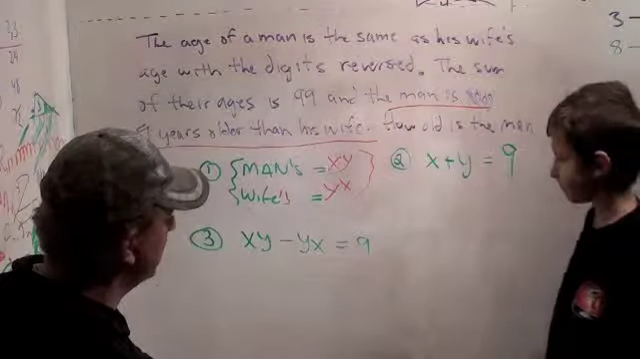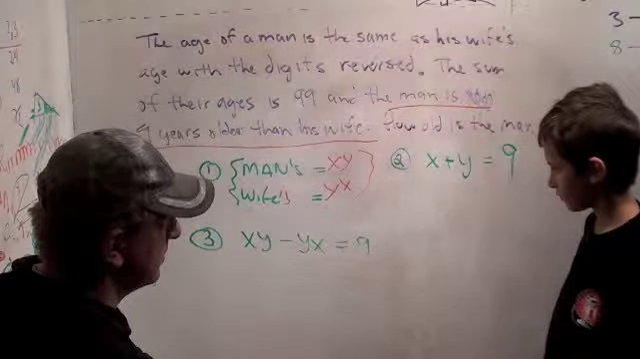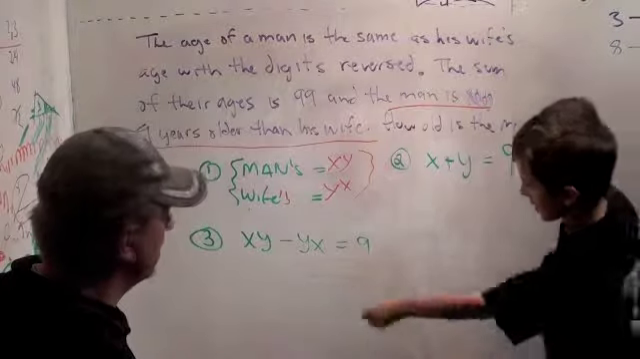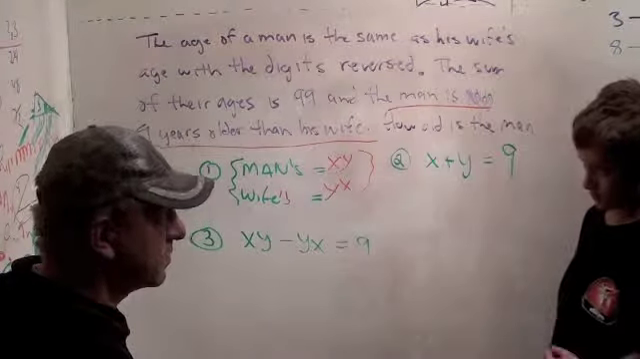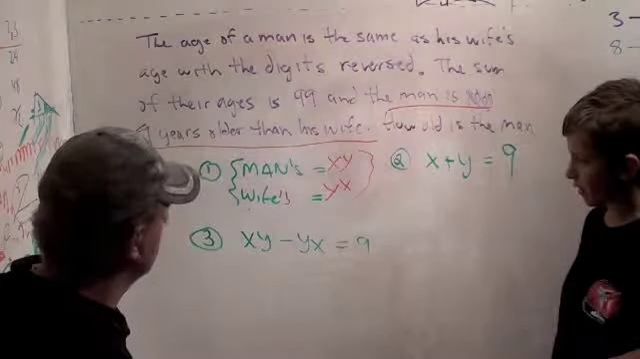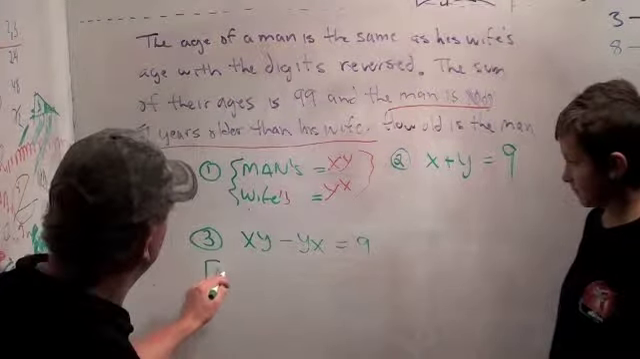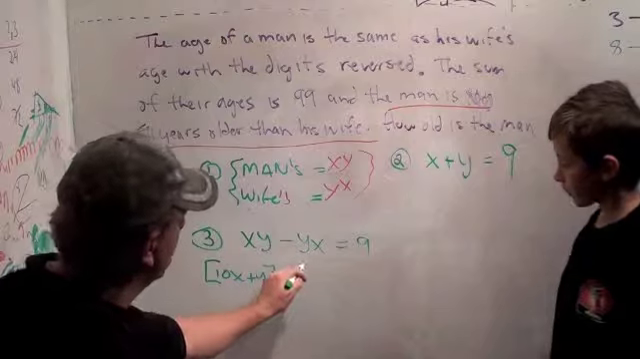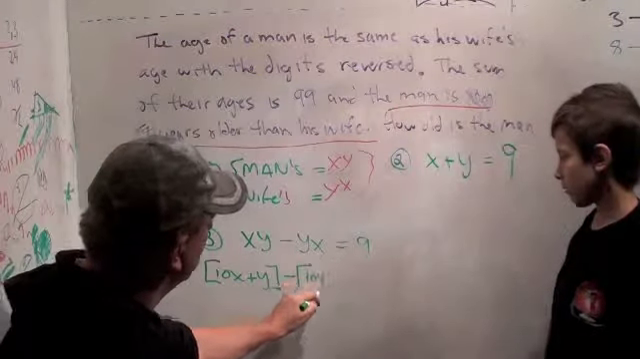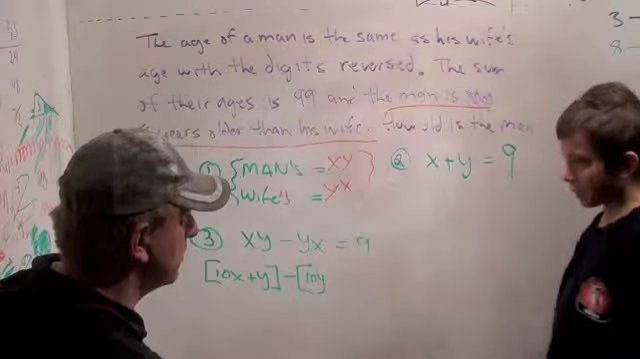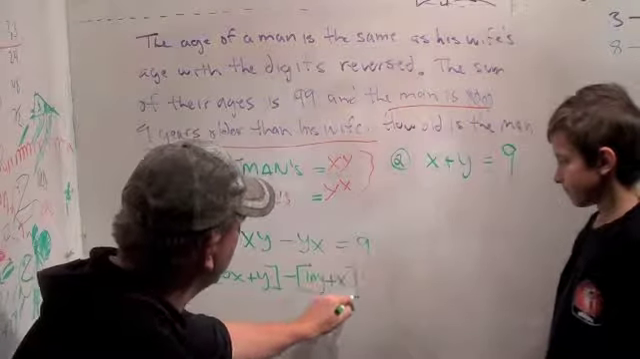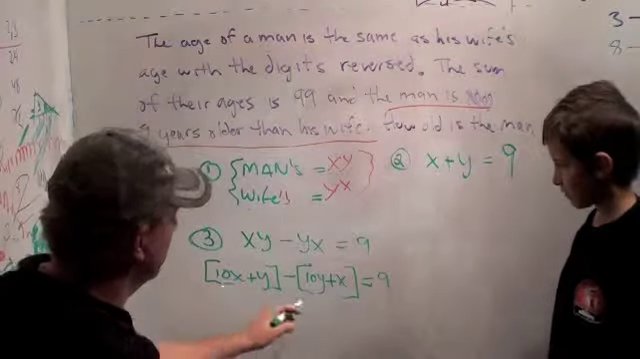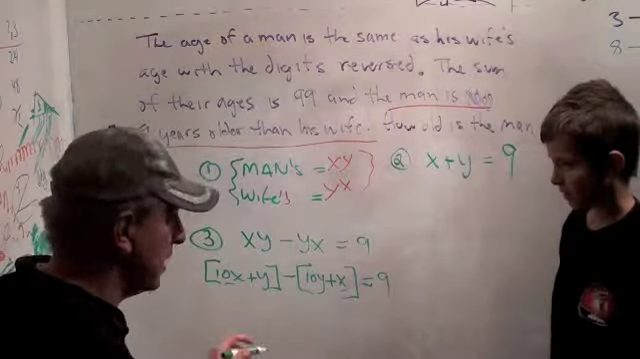Now what do we do? We have an xy minus a yx, but there's a minus. Well, what is xy? Xy is 10x plus y. This is 10x plus y minus, what is yx? 10y plus x. Okay, it's minus this whole thing, equals 9. So we have a 10x minus x, which is 9x, right?